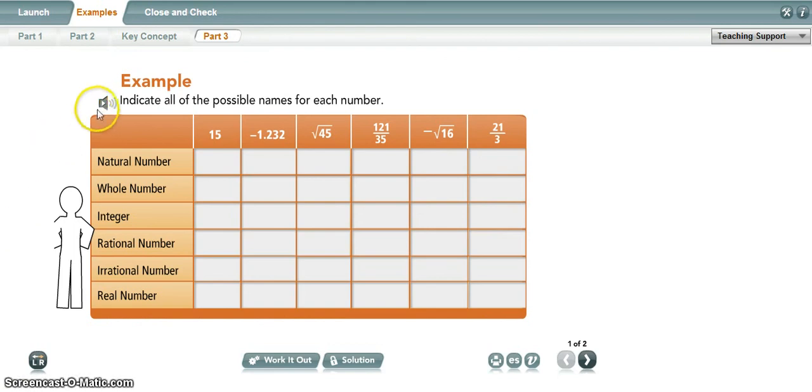Okay, so let's classify a few numbers. Indicate all of the possible names for each number. We did this the other day. The only difference is today we're going to add in the irrational numbers and our real numbers.